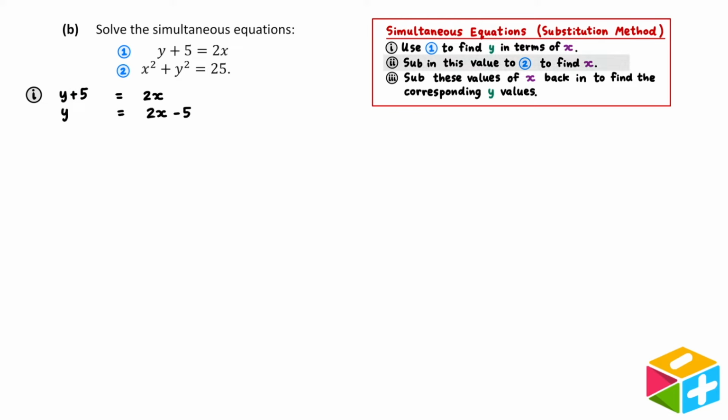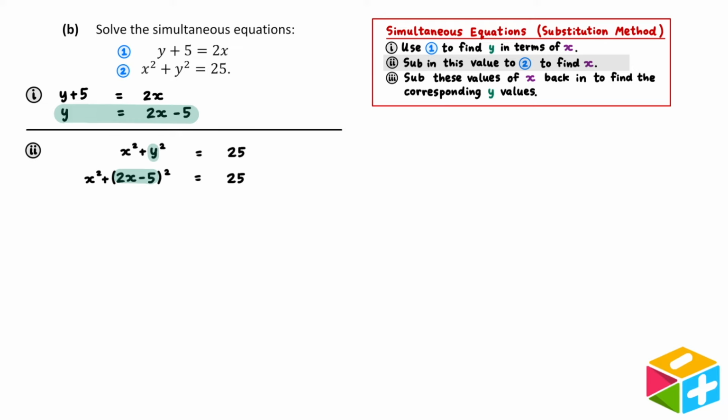Now for step II. We'll sub in this value of y we just found into equation 2 and then solve for x. Equation 2 states that x squared plus y squared is equal to 25. We found that y is equal to 2x minus 5. So in equation 2, I'm going to replace the y with a 2x minus 5.